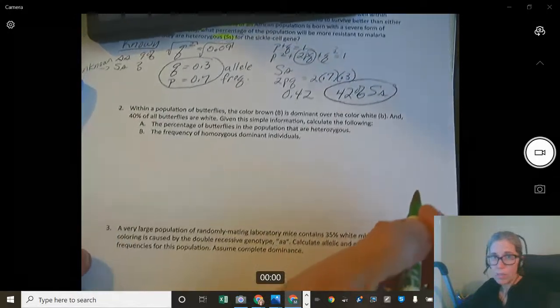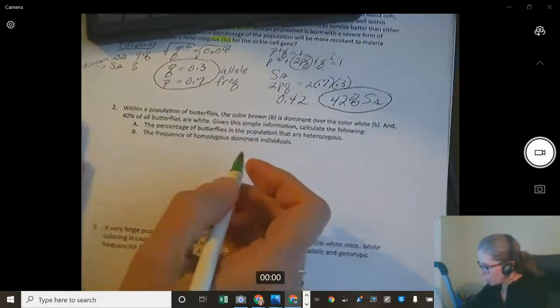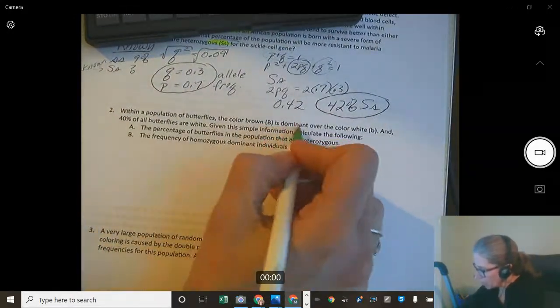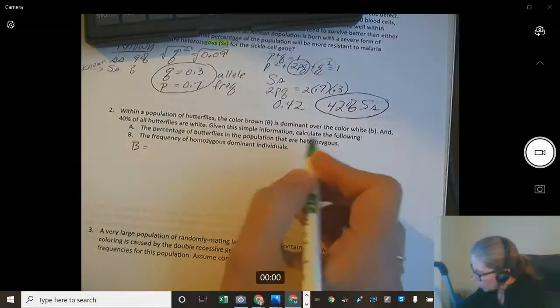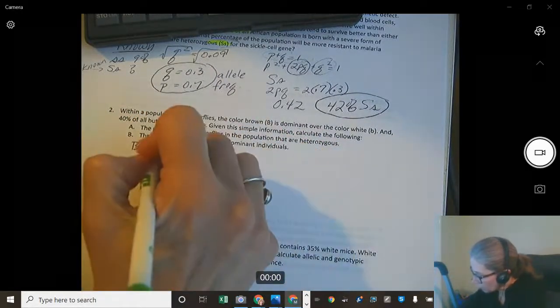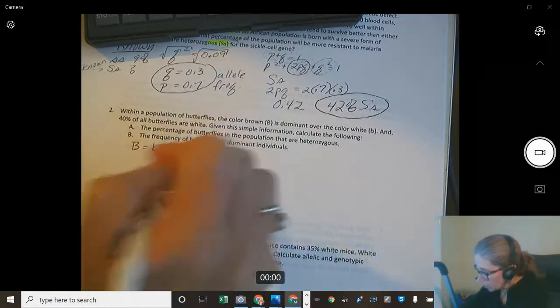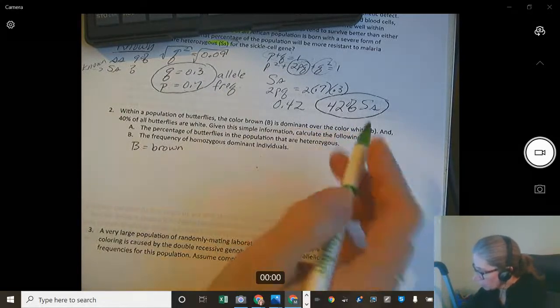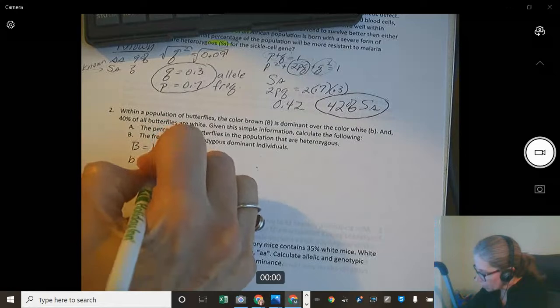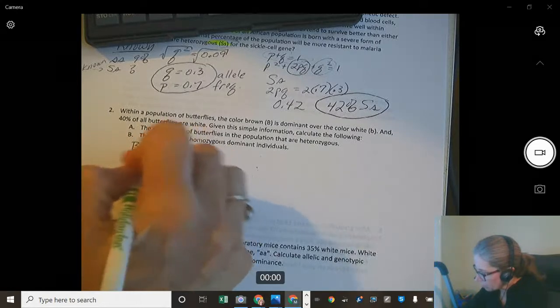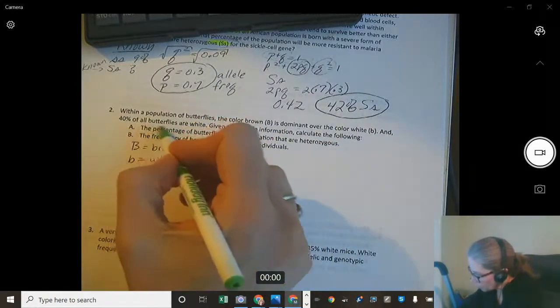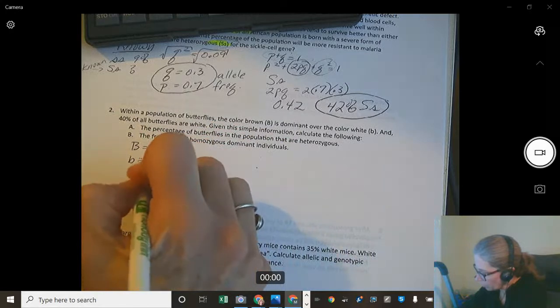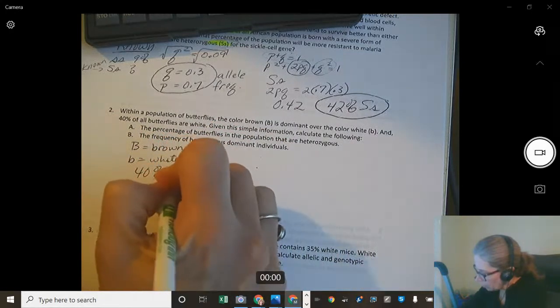Okay, the second one says, within a population of butterflies, the color big B is dominant. So I'm going to say big B is, let's see, brown. And by writing it as big B, I'm saying that one is the dominant one. And I'm going to say little b is white, and that's the recessive one in this case. And 40% of the butterflies are white.